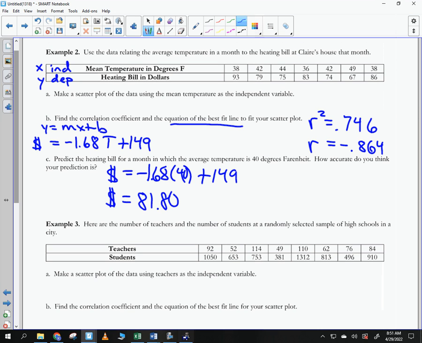It says, how accurate do you think your prediction is? Well, in order to talk about accuracy, we should look at our R value, 0.86. That's reasonably strong, isn't it? Yeah, I would say reasonably strong, or reasonably accurate. I wouldn't say it's super accurate, but, you know, pretty good. That's the first example. We're going to do one more. Are we okay with that first one? Okay, and let's move on to the next one.